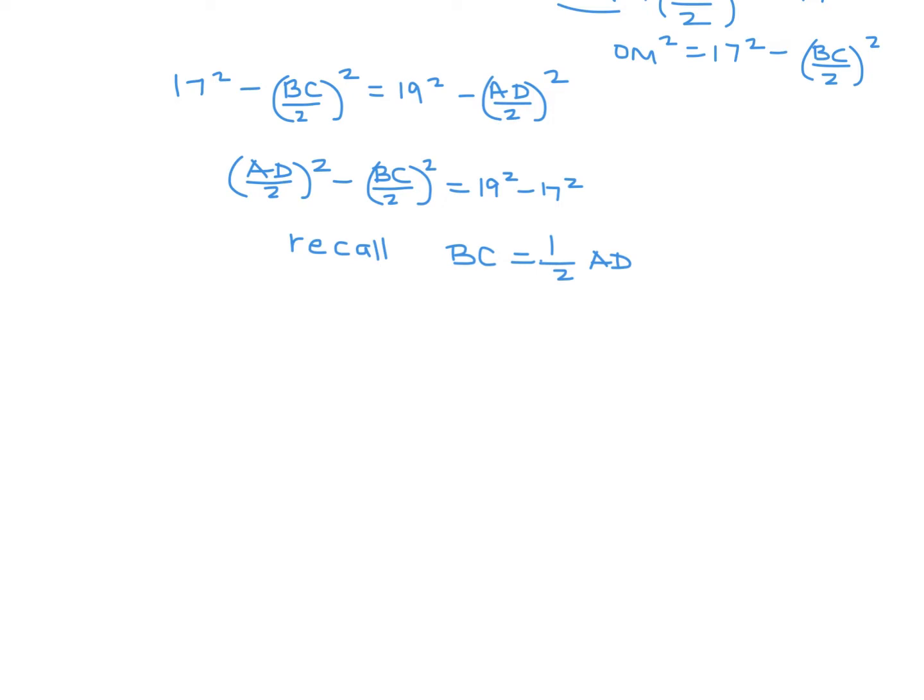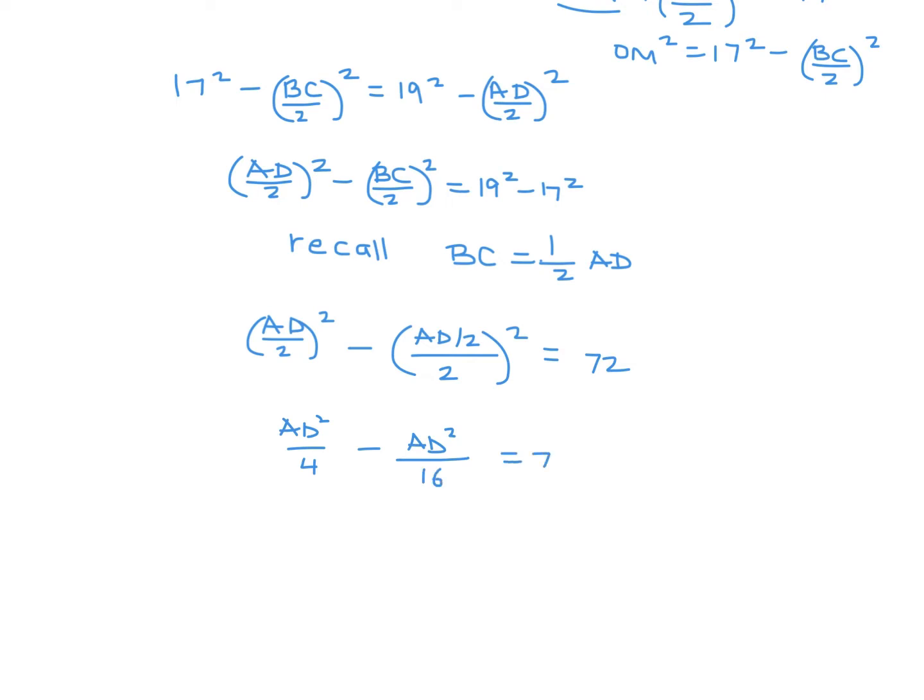So that means I can put that in and put AD over 2 all squared minus BC, which is AD over 2, all over 2 all squared. And this is 72. Got it? Okay, so now we just have AD squared over 4 minus AD squared over 16 is equal to 72. Multiply top and bottom by 4. And then we get 3AD squared over 16 is 72.